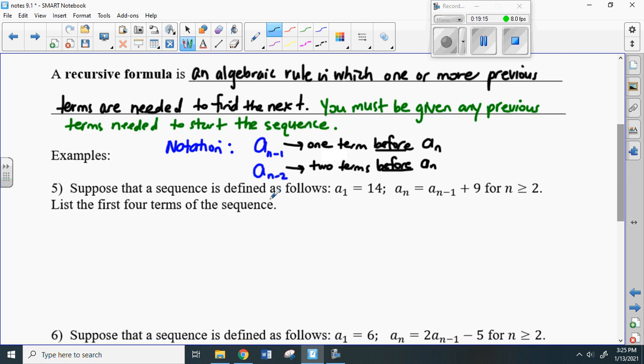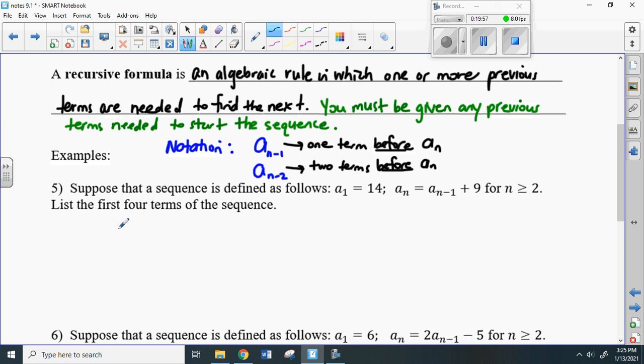All right, so let's take a look at an example. It says, suppose that a sequence is defined as follows. A sub 1 equals 14. So I'm telling you that already. And then the formula for a sub n is equal to a sub n minus 1 plus 9. Okay? So this means that to find any term we want, we're going to need to use the term before it plus 9. Okay? And we're going to do that for all n's greater than or equal to 2. So we're going to be starting at 2, and we're going to list the first 4 terms.